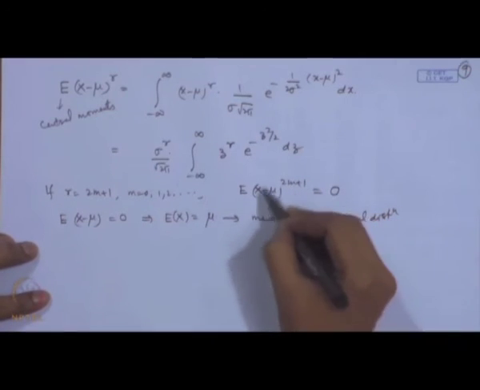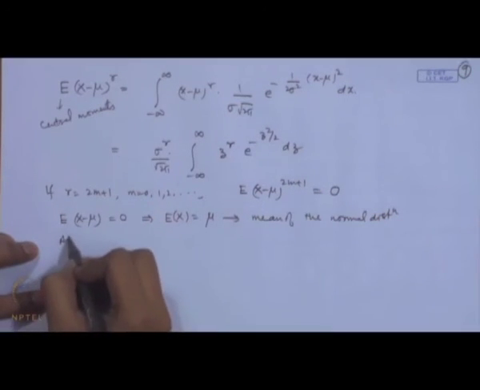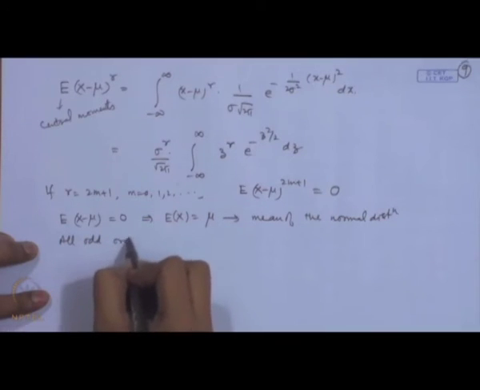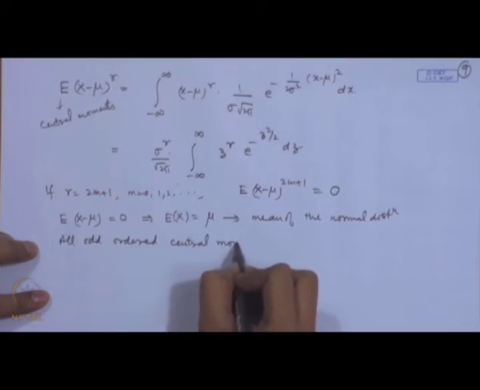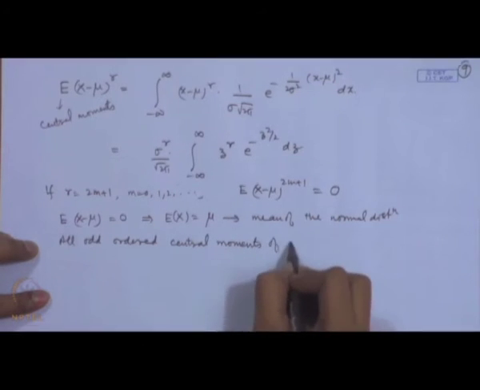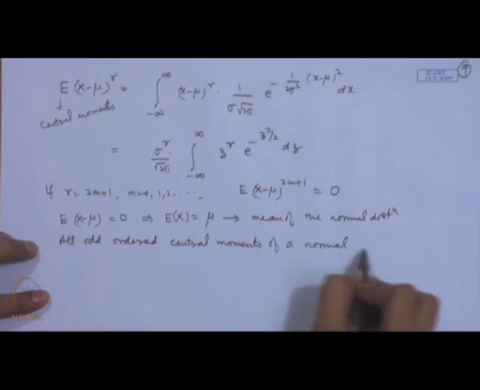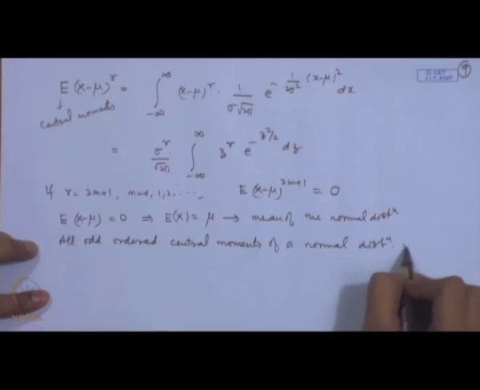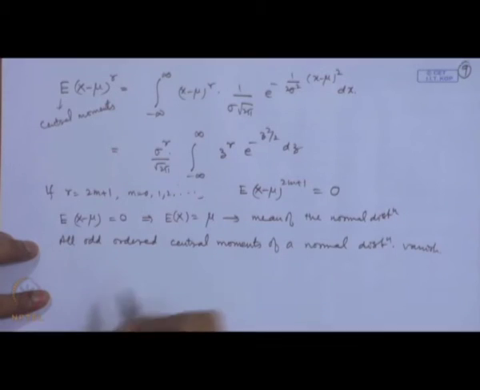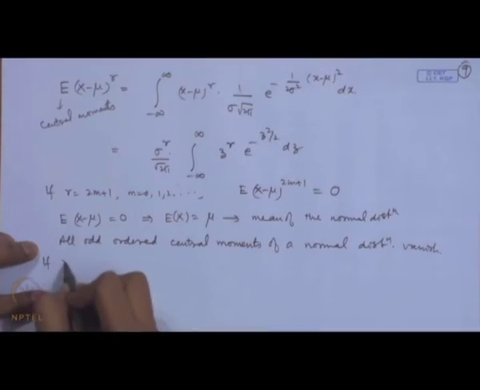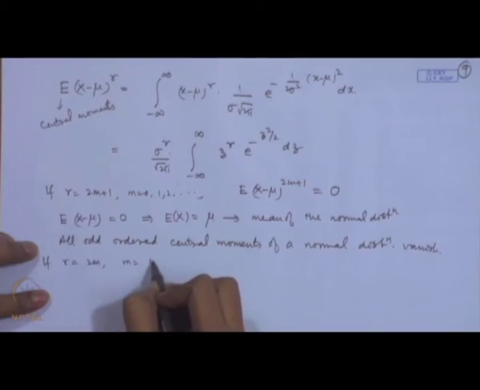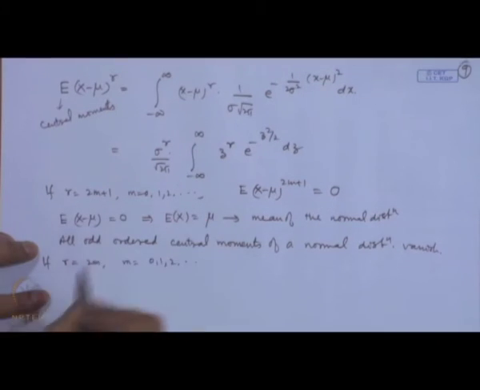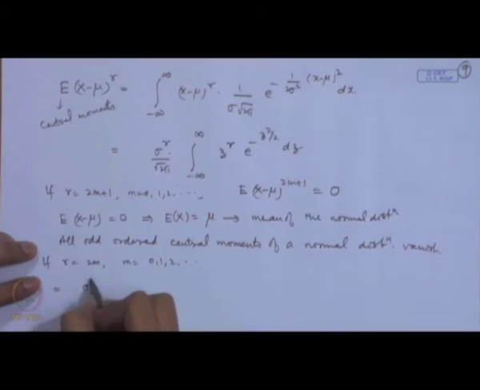So, what we have proved is that all odd ordered central moments of a normal distribution vanish. Now, when r is of the form 2m, then this expression can be simplified as, say, sigma to the power 2m.